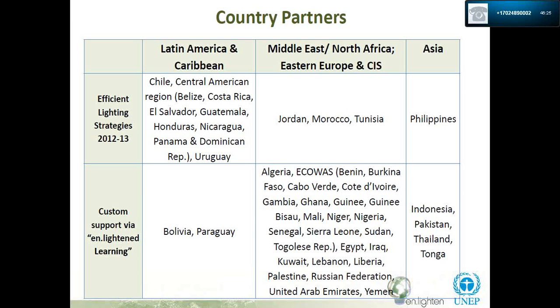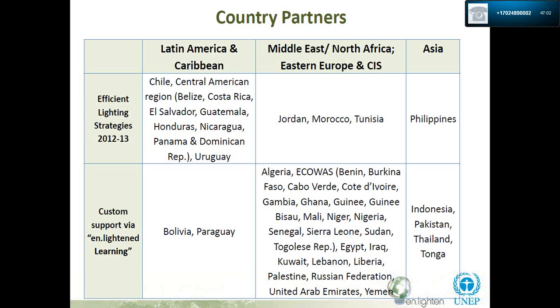Now, you will see there the names of the countries that have joined the partnership program. On top, you see the countries which have been selected out of the 46 to develop national or regional efficient lighting strategies, starting this year, 2012, and finishing in 2013. And they are Chile, the Central American region, including 8 countries, and Uruguay for Latin America. Within the Middle East and North Africa region, we have Jordan, Morocco, and Tunisia. And from Asia, we have the Philippines.